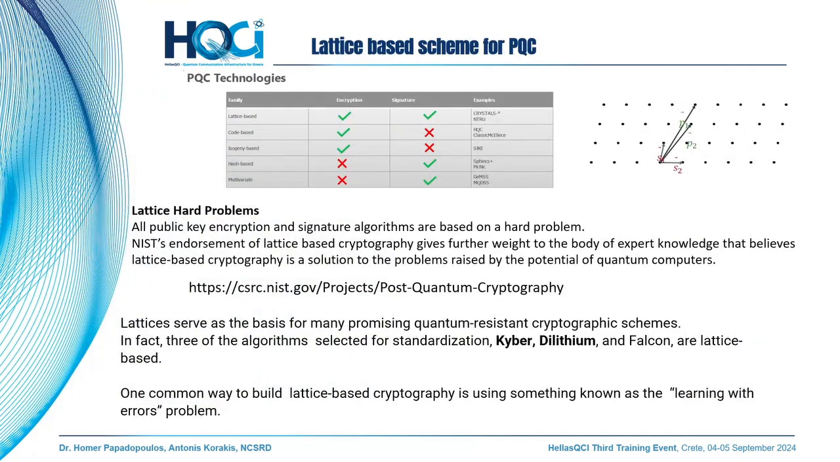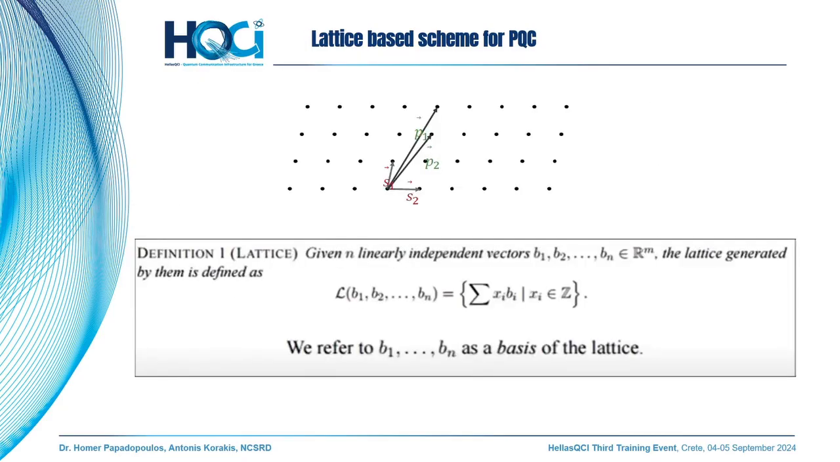These are based on lattices. This is the lattice. We will explain what the lattice is. A lattice is a lattice. This is the algorithm that creates this lattice. It uses vectors. This is based on geometry, compared to the previous algorithms that are based on algebra. They are using vectors, and they create a lattice.